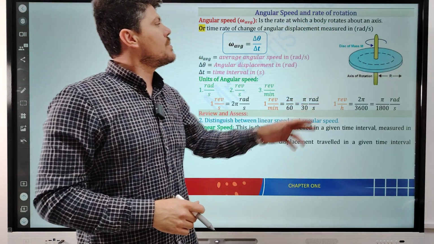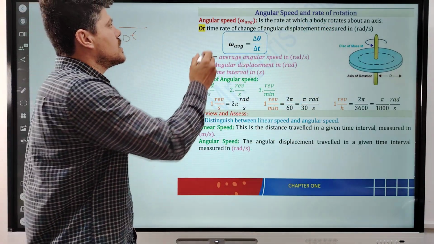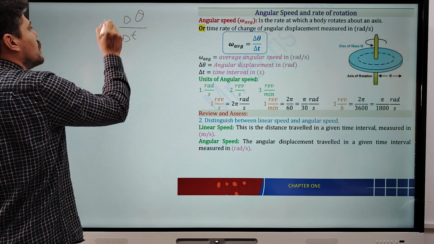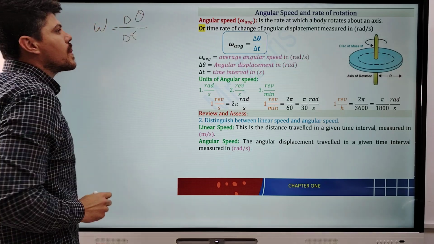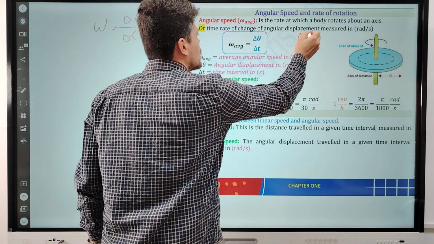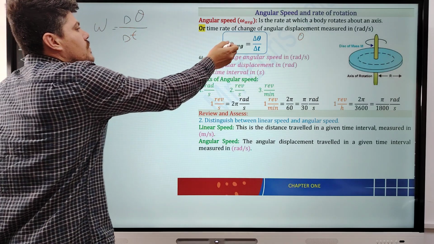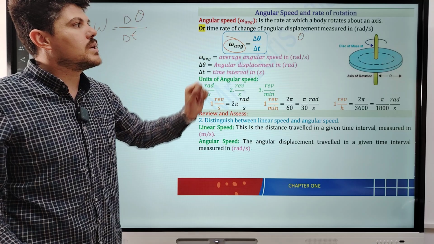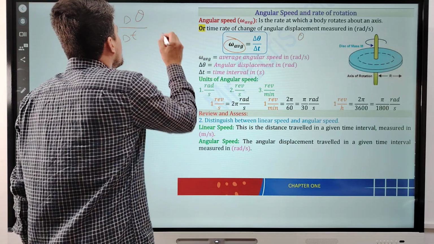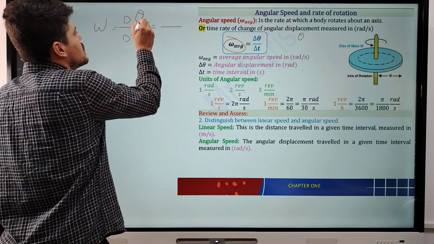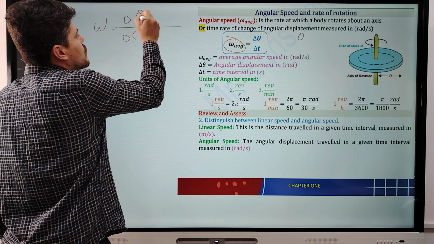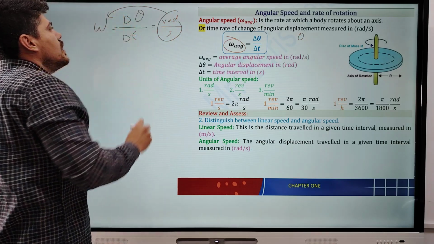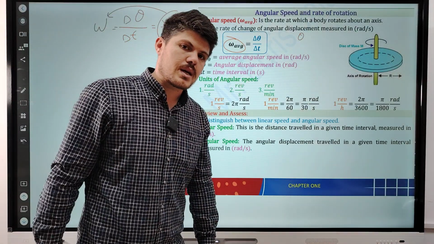Which body rotates about an axis, or the time rate of what? Change of angular speed. Change of what? Angular speed. Okay, angular displacement, sorry. What is the definition of angular speed? It is the time rate of angular displacement. Measured in what? What is the unit of angular displacement? Rad per second. So that is why angular speed is measured in rad per second.